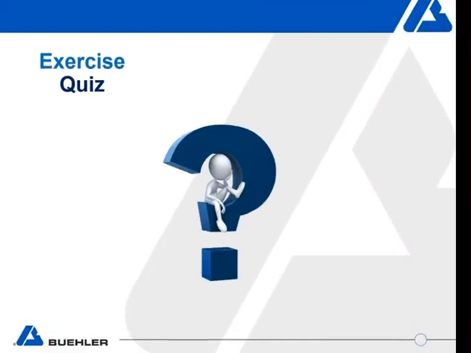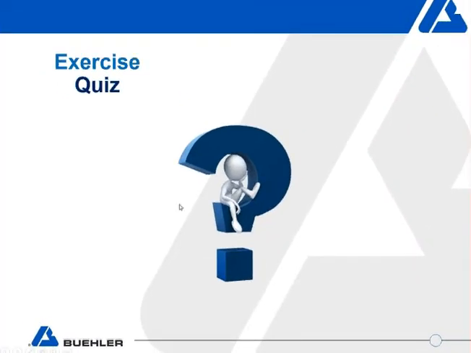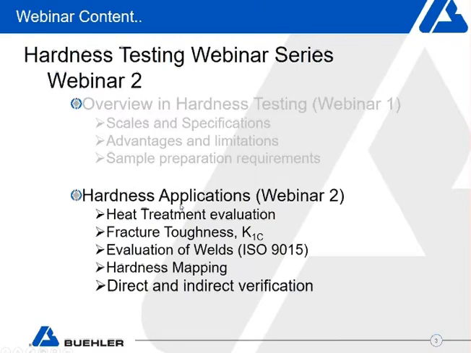So if I start off the webinar, this is, like I mentioned before, the second or follow-up to the first webinar where we looked at different scales and how they're specified. We did talk about advantages and limitations for different scales used in hardness testing. We also looked at the depth, sample preparation requirements, and how that correlates to accuracy of measurement of hardness testing.